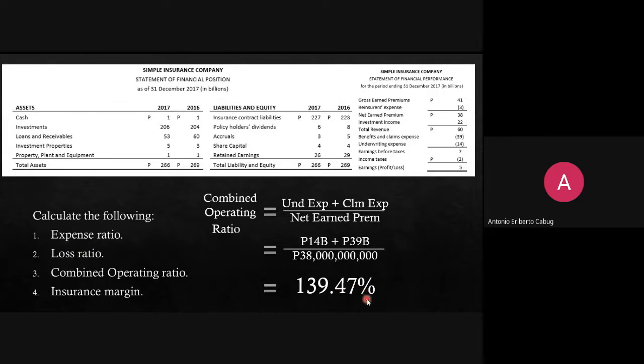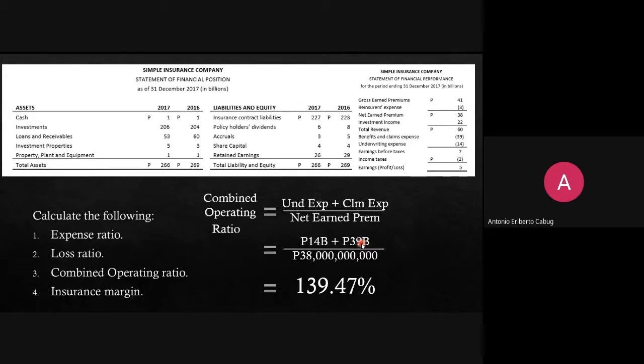139.47%. Mukhang hindi sulit ang insurance company. No? Mukhang hindi sulit yung operations ng insurance company. But I've told you already that the claims expenses, you cannot only look at 1 year. So the combined operating ratio, just like the loss ratio, you have to look for at least 5 years to determine whether it is worth it.